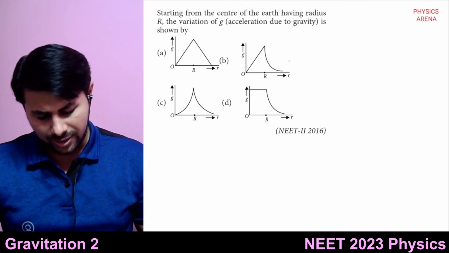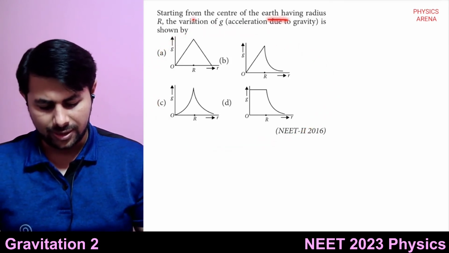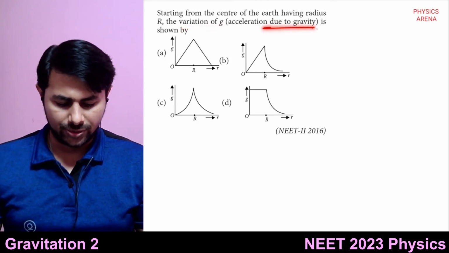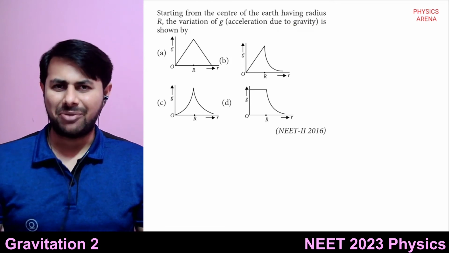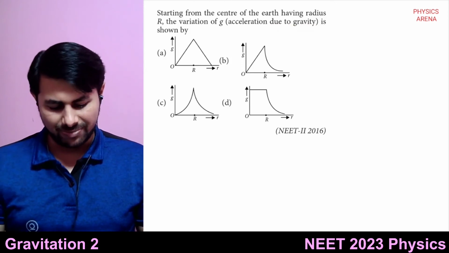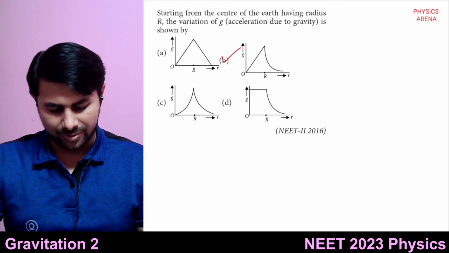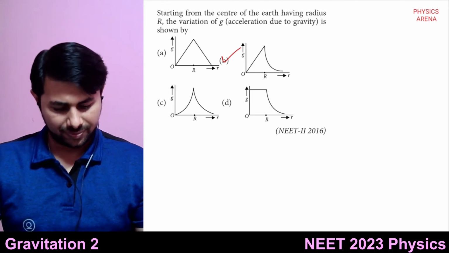And this question has been repeated many times. Starting from the center of Earth having radius r, the variation of g, acceleration due to gravity, is shown by. Sometimes they call it gravitational field, so it's the same thing. What is the answer? It's option B. Okay, good.